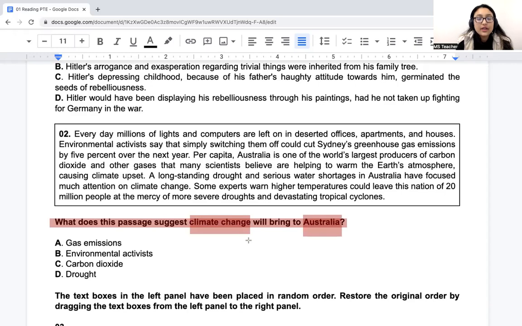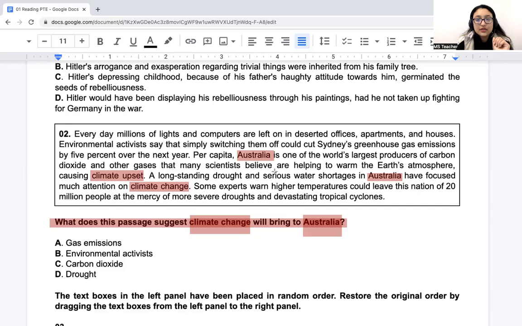Okay. When they give you this kind of question, you have to find out the keywords in the passage. So after reading this passage, let's find out the word climate. Climate, yes, climate, another climate here. And let's find the word Australia. Australia is here. Australia is also here. Okay. So the question is what will be the effect of climate change?